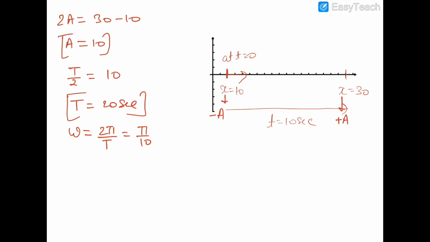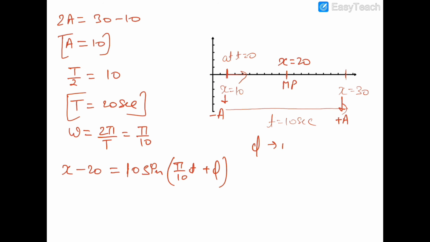Now we know that the mean position is situated at a distance of a from each of the extremes. So this mean position would be at a distance of 10 from this x is equal to 10. So this is x is equal to 20. So this is the mean position. So we can write down that x minus 20 is equal to 10 sine of omega, which is pi by 10, t plus phi, where phi is the initial phase.